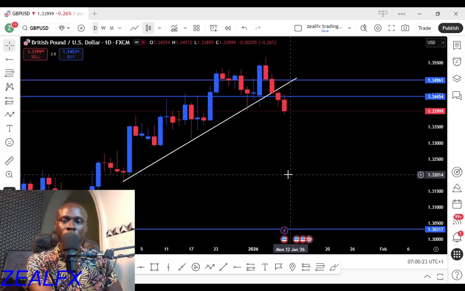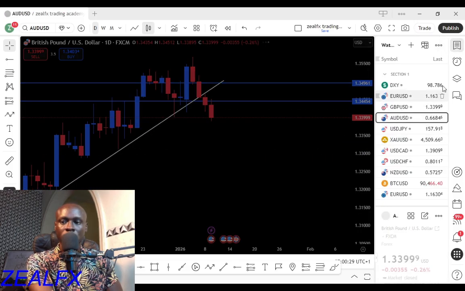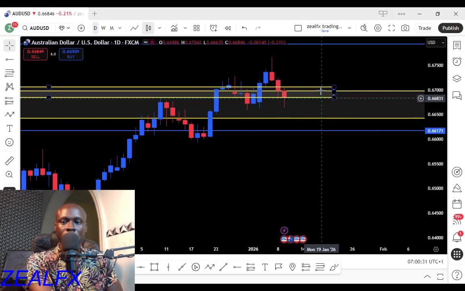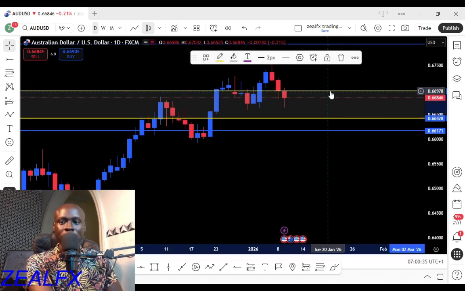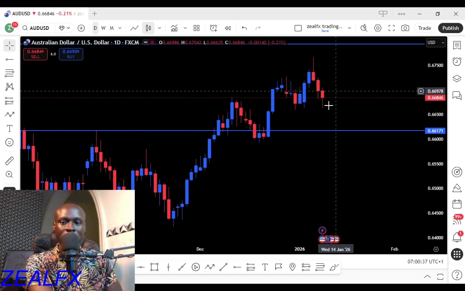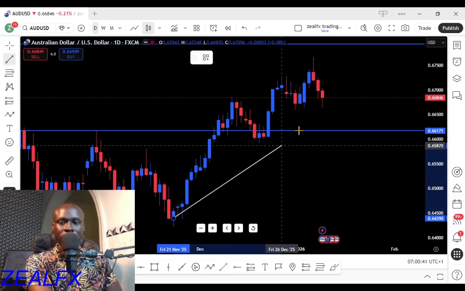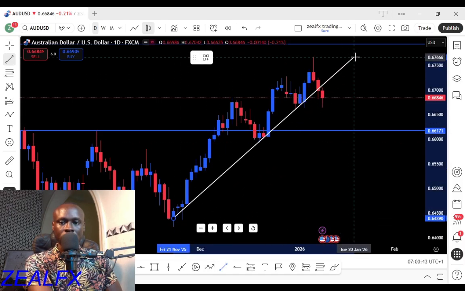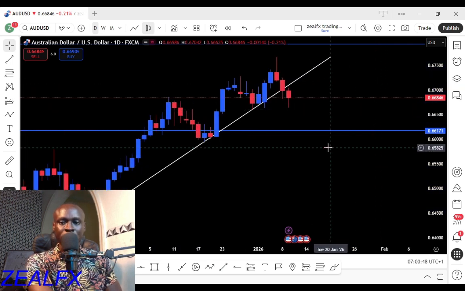So let's look at our next pair, which is the Australia USD. Australia USD on our daily chart also broke out of my trend line. Let me draw this trend line. Price also broke out of my trend line on Australia USD. This is my 3-touch trend line. The long price break out of this trend line on Australia USD indicates a possible reversal.